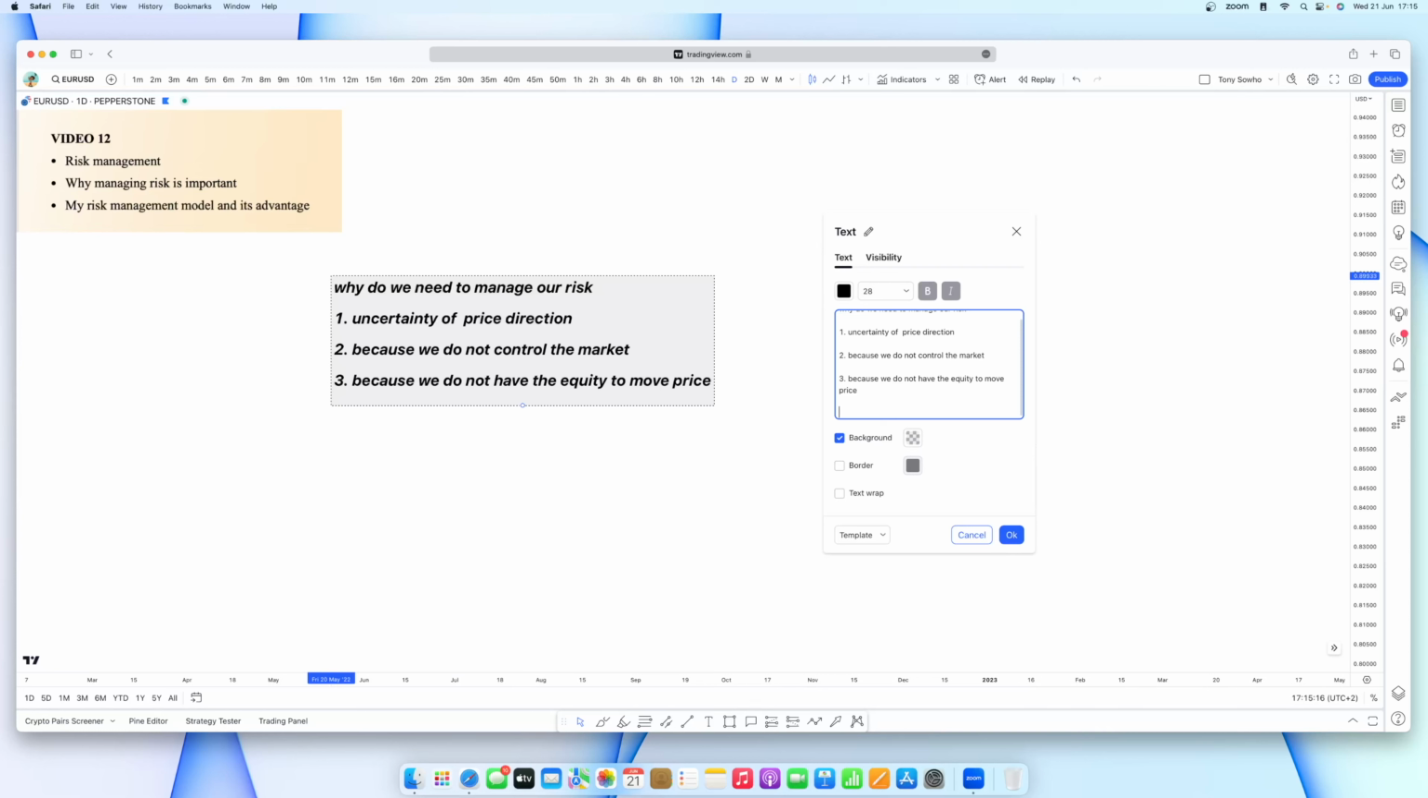Okay. So the market is being moved by these top institutions, which I'm going to be explaining to you in a video down the line. Right? These institutions have a very big amount of money they use in trading Forex, and then they move price in their direction. So because we do not have the equity and we do not have access to them, why do we need to manage our risk? Number four can be lack of access. Okay, lack of access. What do I mean by lack of access?